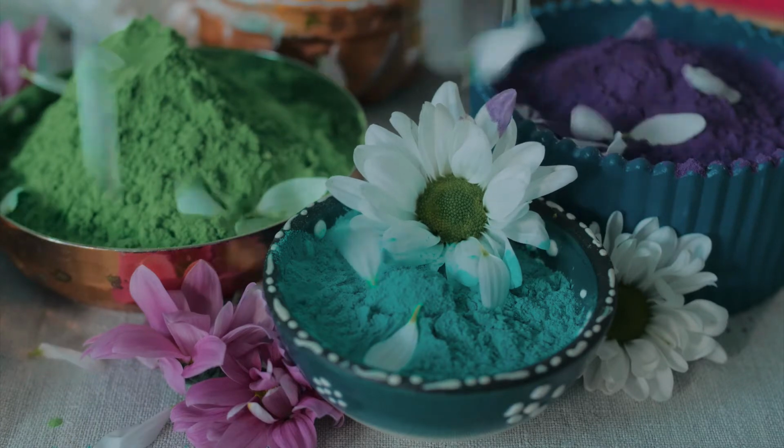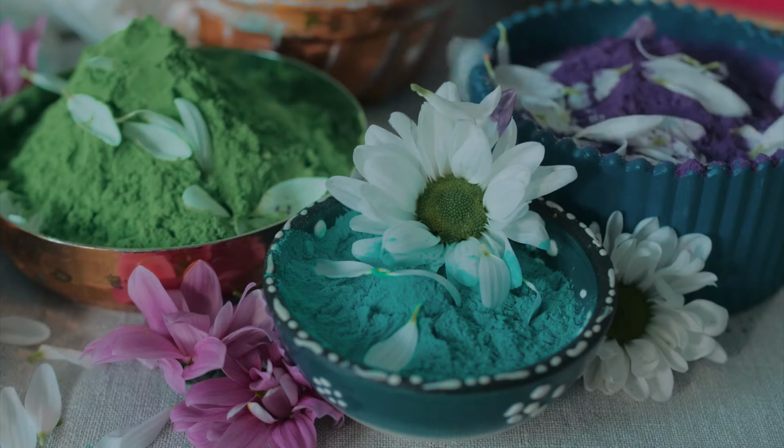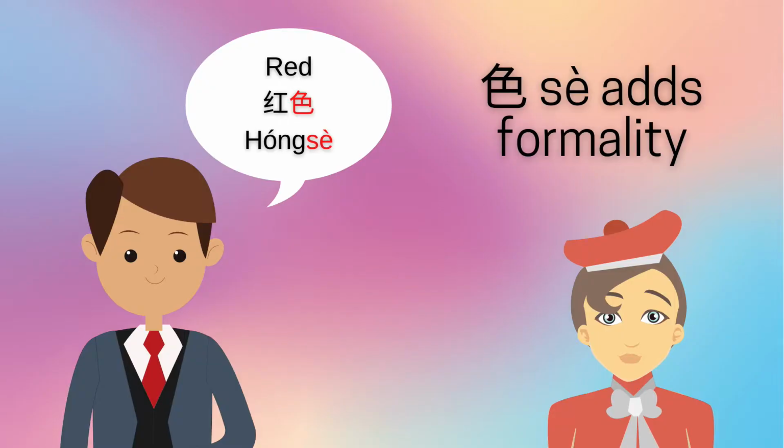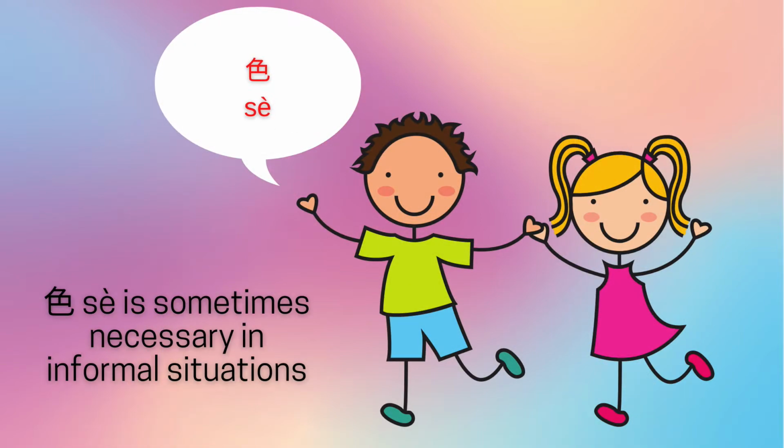Welcome to my channel. Today we're going to dive into the world of colors. First, did you know that adding 色 after a color adds formality? It does. But even in informal settings, 色 is sometimes necessary when the word itself can be understood to be something other than a color. A good example of this is the word 咖啡.